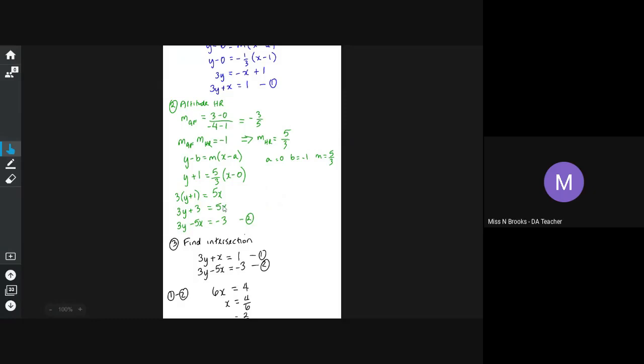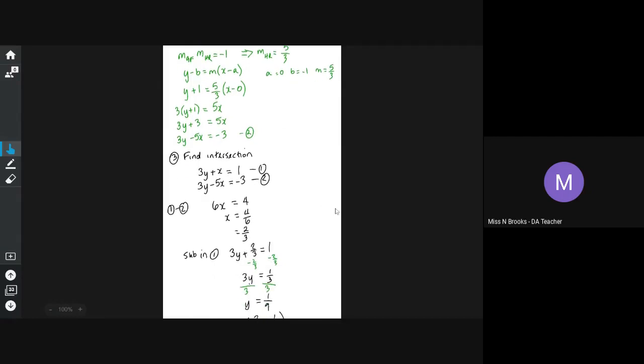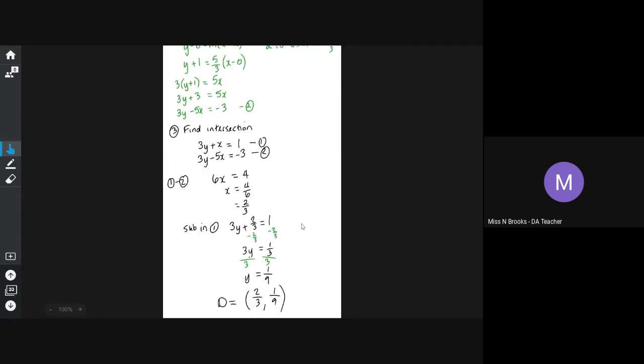And again, we're doing simultaneous equations. So we want to have our two variables on the left-hand side and our number on the right-hand side. So rearranging it, we get 3y minus 5x equals -3. And that's our second equation. So the final step is to find the point of intersection. So you can see here, we've got our two simultaneous equations for our lines FJ and HR.